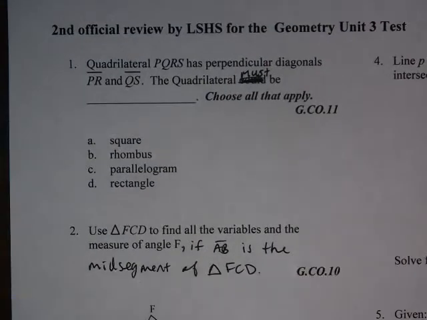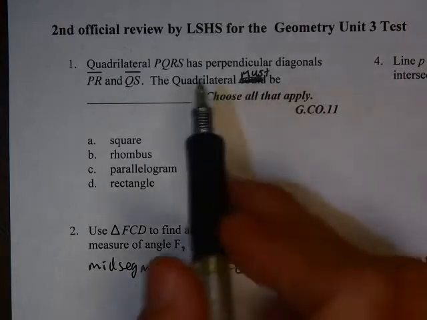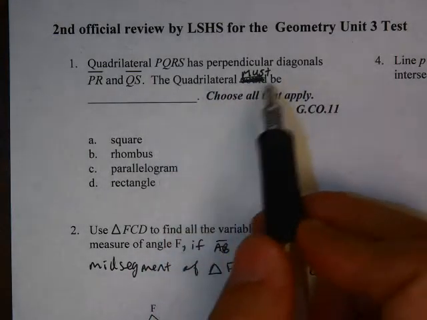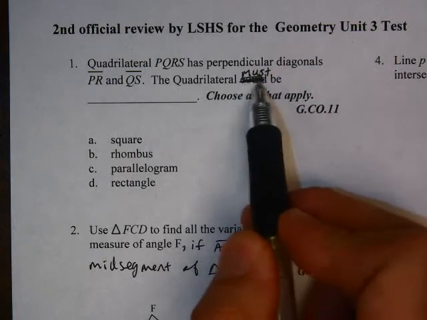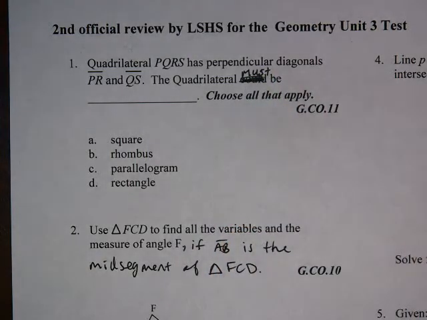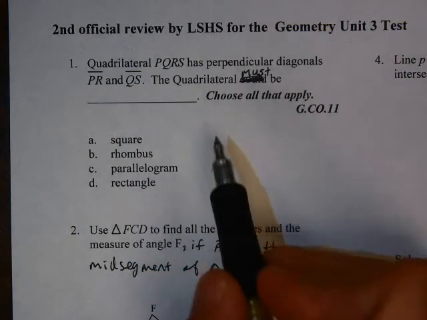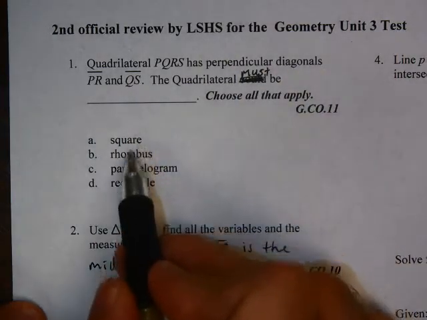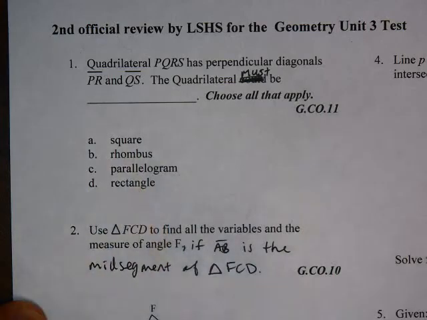Quadrilateral PQRS has perpendicular diagonals PR and QS. The quadrilateral must be blank. And I changed that to must because it'll change up the answer a little bit, and that's more what you're going to see on the test. So we look at the 4 choices: square, rhombus, parallelogram, rectangle.